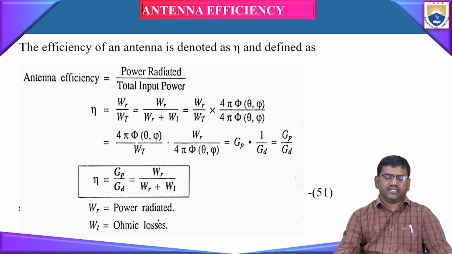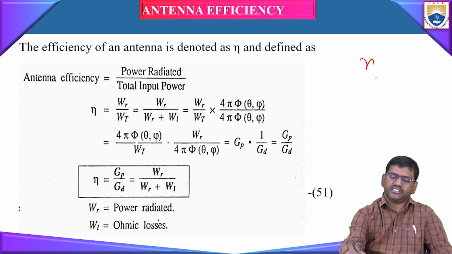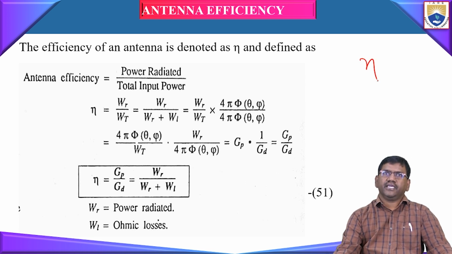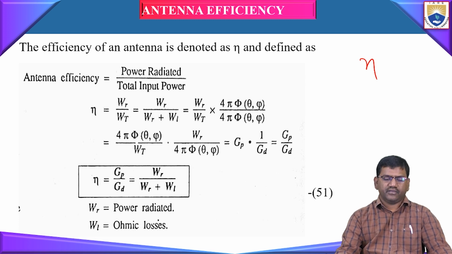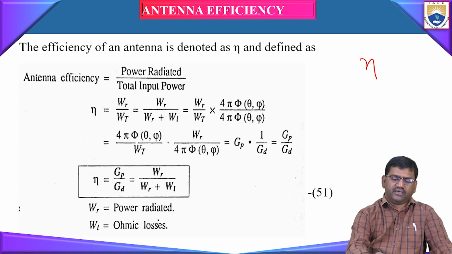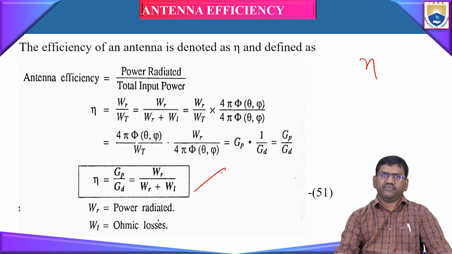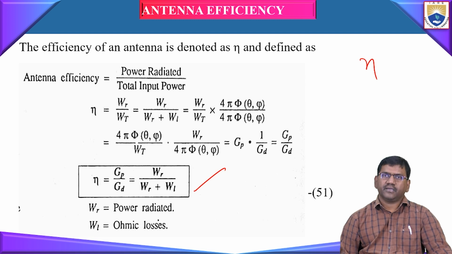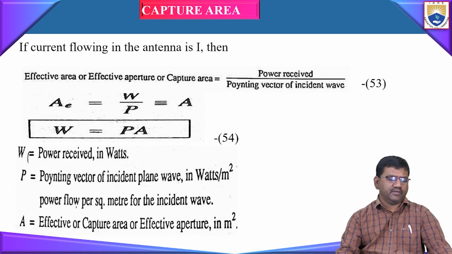Next, the definition of antenna efficiency, represented by the symbol eta. Antenna efficiency is defined as the power radiated divided by the total input power. The basic formula to find the antenna efficiency is WR by WR plus WL.